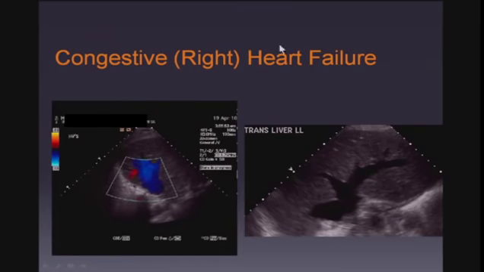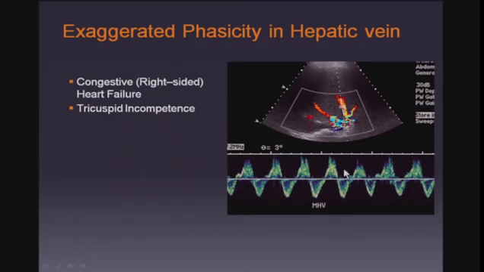This is a color Doppler image on the left and a grayscale image on the right of heart failure. Note that the hepatic veins and IVC are dilated, and that on the color Doppler, the color shifts from red to blue in equal measure. This is a color analog of the waveform that we saw here, where you have forward and reverse flow in equal measure.